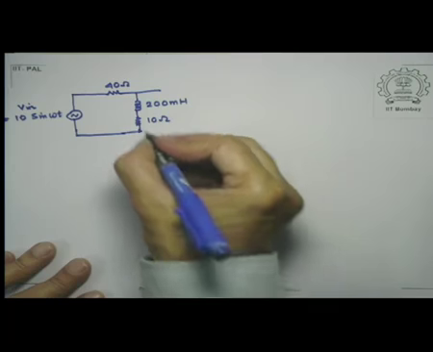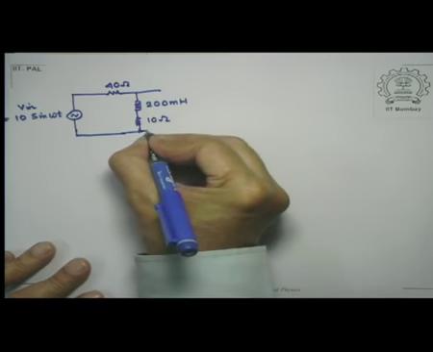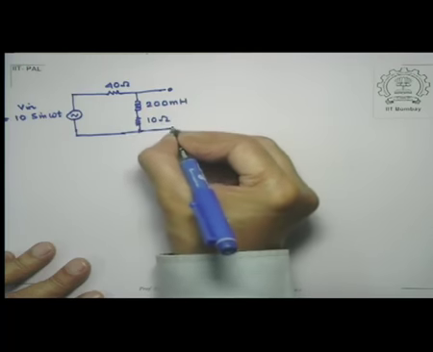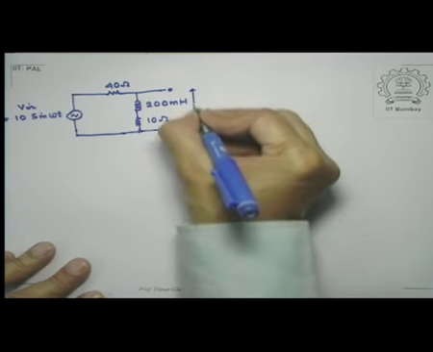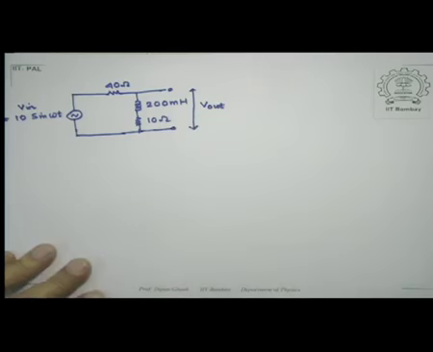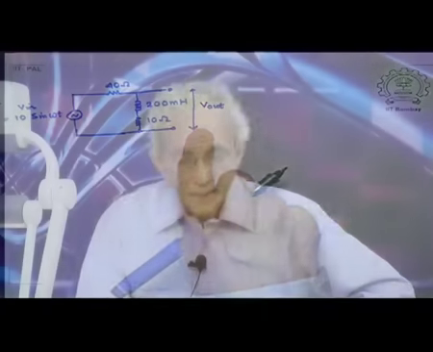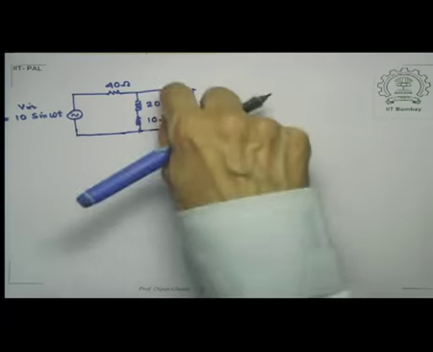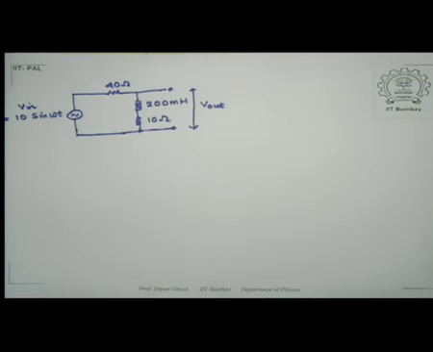Now the output voltage, which is the voltage across these 2 points, let me call this V out. Notice that in this case the time dependence of V out is obviously the same as that of V in, that is sine of omega t, because I am taking the voltage across these 2 points.